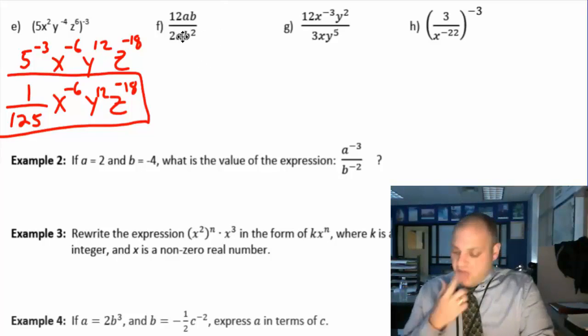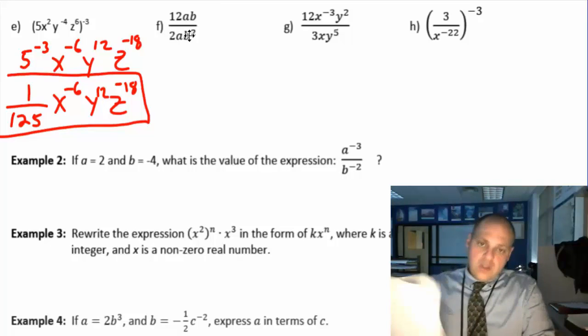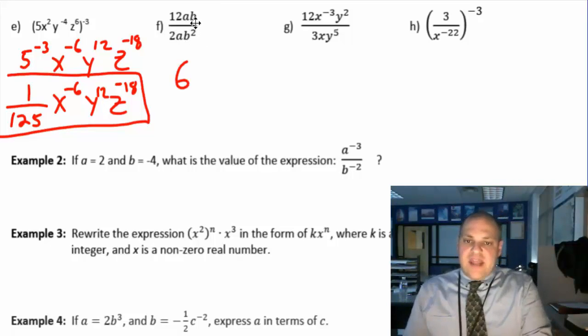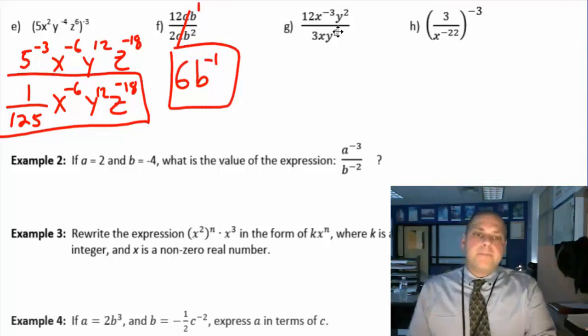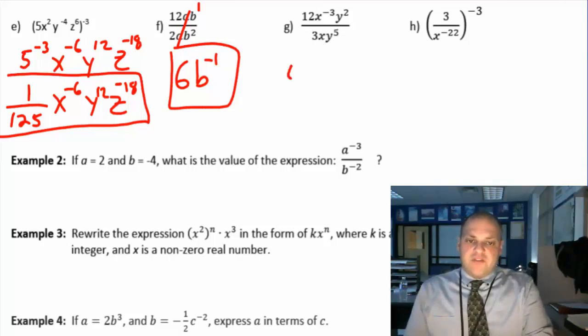All right, here, 12 over 2. 12 over 2 is 6. And then a's, that reduces to 1. And then this is b over b squared, so we have to subtract the exponents. 1 minus 2, b to the negative 1. So 6b to the negative 1. 12 divided by 3 is 4. Use your rule. Negative 3, and this is a 1. Negative 3 minus 1, guys. Negative 3 minus 1 is negative 4. And then 2 minus 5, negative 3.